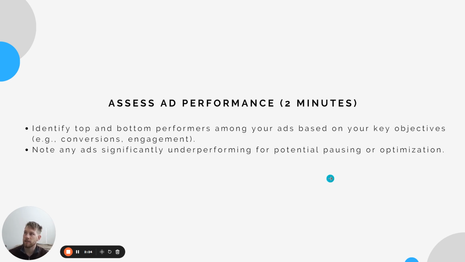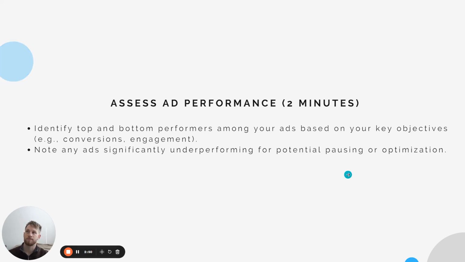So identify top performers and your worst performers so you can start turning things off and scaling other things up based on your objectives for your brand, the business, the campaigns. Anything specifically underperforming, make sure to go through and either mark it for pausing or just pause it out of the gate. Sometimes it's just best to cut things early so that way you save on potential losses.